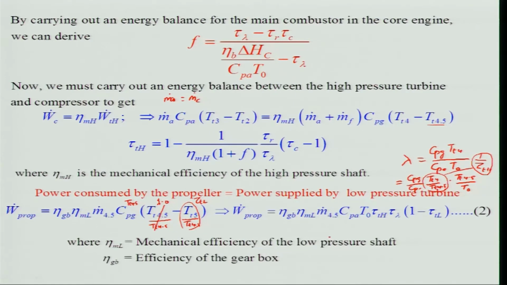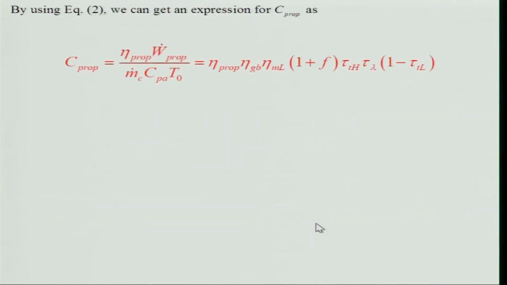So now we will look at the coefficient of the propeller, that is C propeller. If you look at eta propeller, W dot propeller divided by m dot C Cpa T naught, we have already looked at that W dot propeller will be eta GB and eta ml m dot 4.5 Cpa T naught tau T h tau lambda (1 minus tau T L). That we have already looked at.